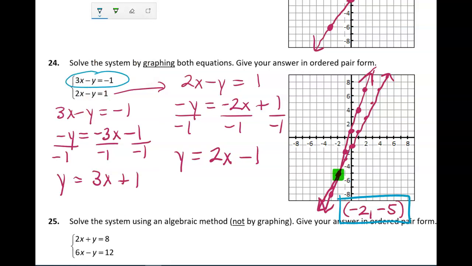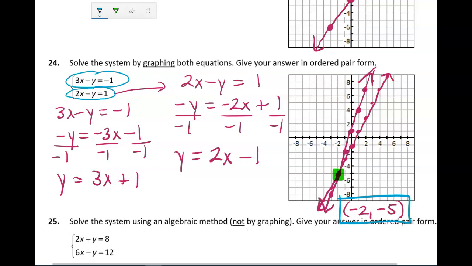Let's check it in this first equation. 3 times -2 is -6, minus -5 means +5 equals -1. That one checks. Second equation, 2 times -2 is -4. -4 minus -5 would be -4 plus 5 equals 1. That one checks. It's really important, especially when you're maybe struggling a little bit, if the lines are very close together and it's hard to see the intersection point. That may help us find it a little bit more carefully.